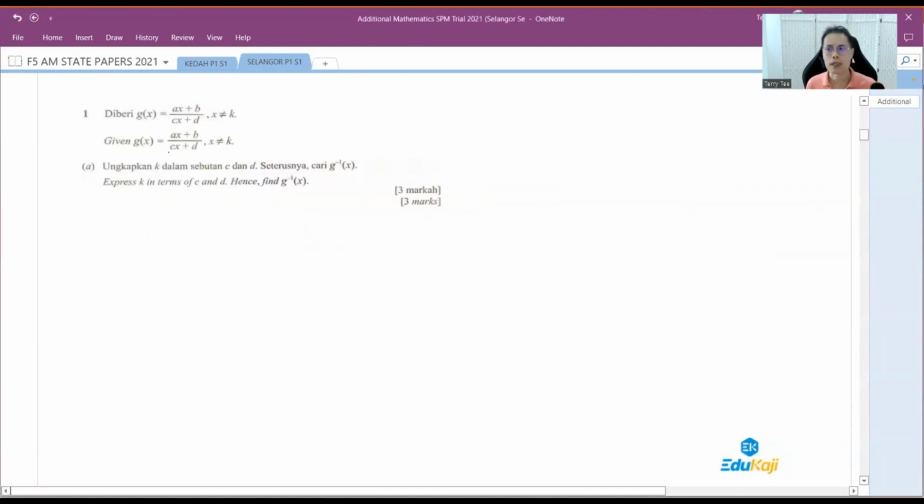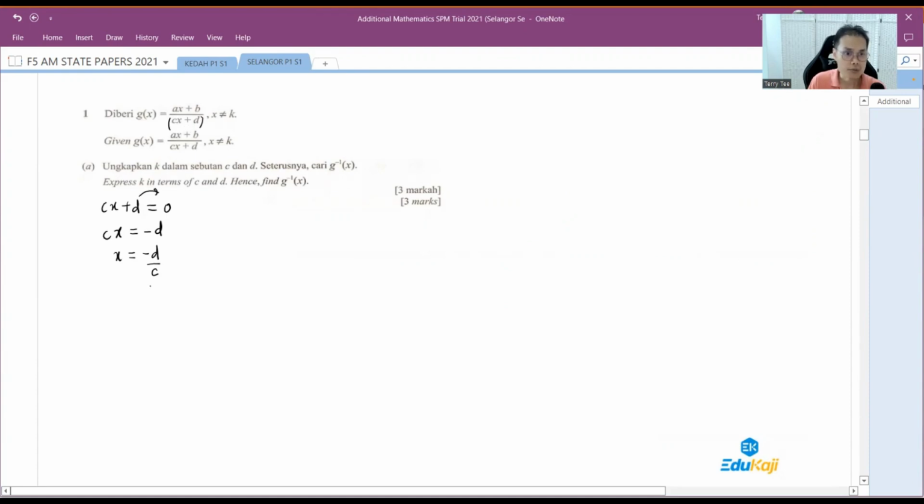First of all, we know that a function is undefined if the denominator is equal to 0. In this case, the denominator is cx + d, and we let it be 0. Making x the subject, I bring the d over, so I get negative d, and x is now minus d over c. Normally we call this a rational function, a function with a fraction, where the denominator involves x.